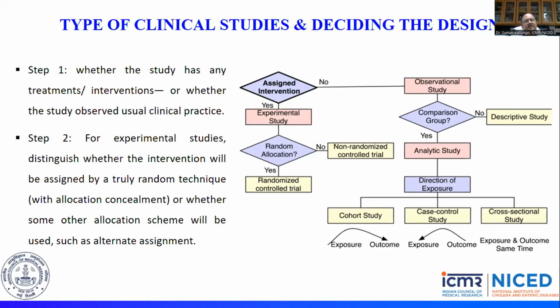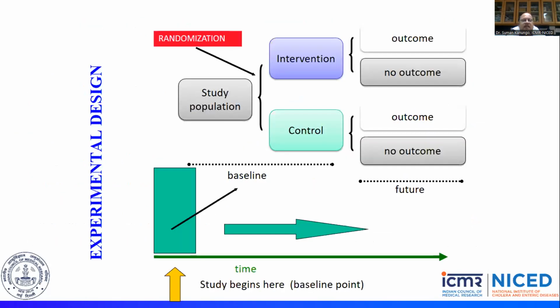Thus, step 1 and step 2 are defined: whether the study has a treatment or intervention, or whether the study is observational, usual in clinical practice. In step 2, which is very important, whether we assign or not. If we do not assign, it becomes an observational study. If we assign, it becomes an experimental study. For experimental studies, distinguish whether the intervention will be assigned by a truly random technique, then it is an RCT. If it is not, it is a non-randomized trial.